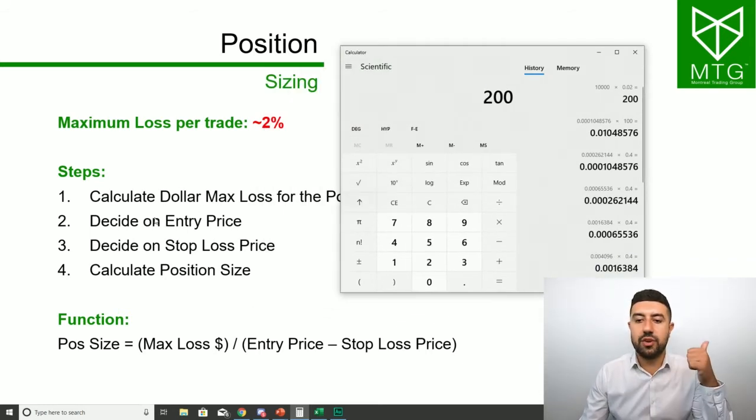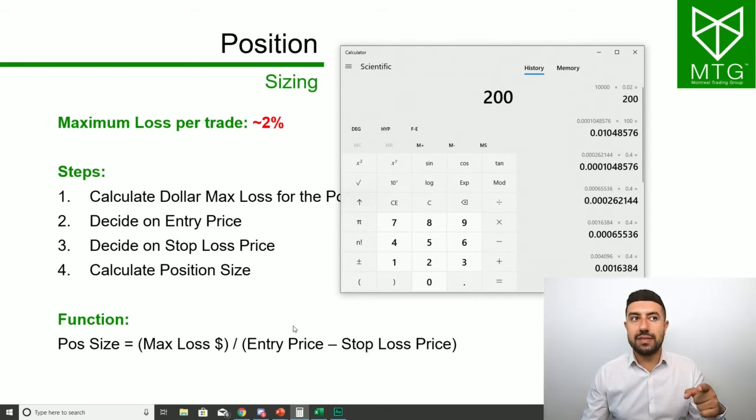Then the next step is decide on your entry price, decide on your stop loss price, and then you're able to calculate your position size. And we're going to do an example of that. The function for your position size, how many coins you're going to buy, is going to be basically your max loss in dollars, which is 200, divided by entry price minus stop loss price.